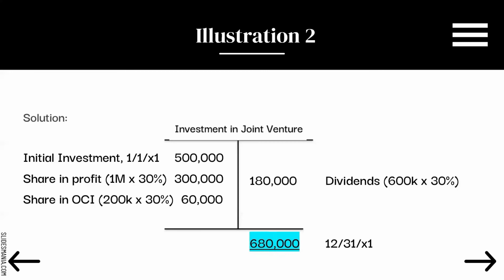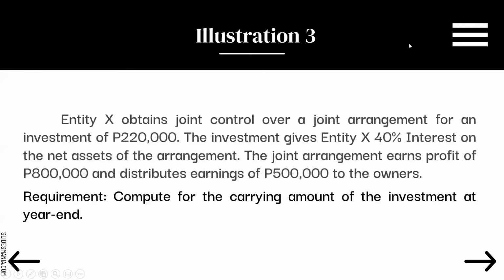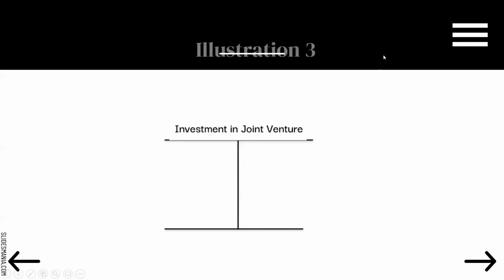And let's go to illustration 3. Entity X obtains joint control over a joint arrangement for an investment of 2,200,000. The investment gives Entity X a 40% interest in the net assets of the arrangement. The joint arrangement earns profit of 800,000 and distributes earnings of 500,000 to the owners. So let's compute the carrying amount of the investment at year end. The solution would be like this.